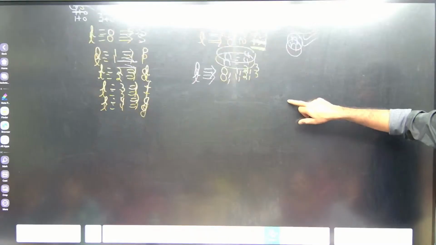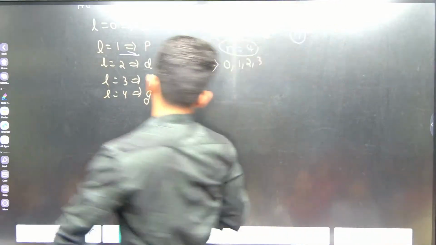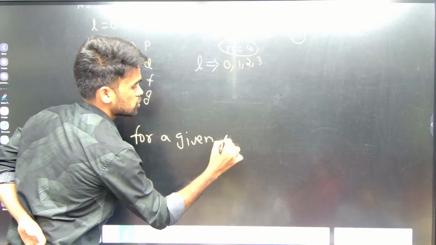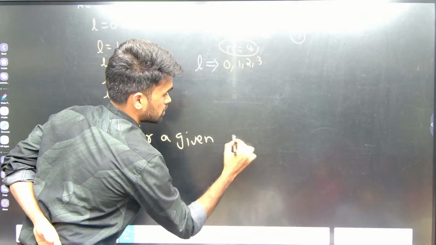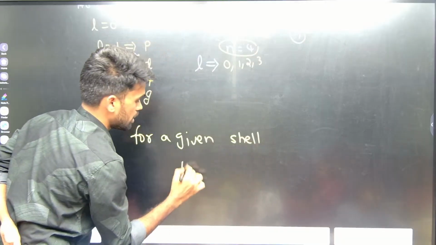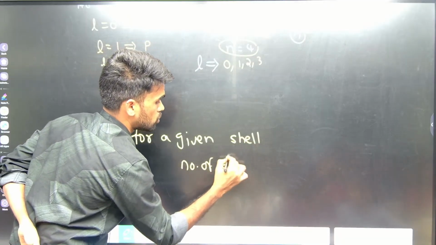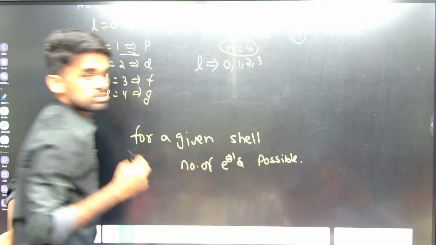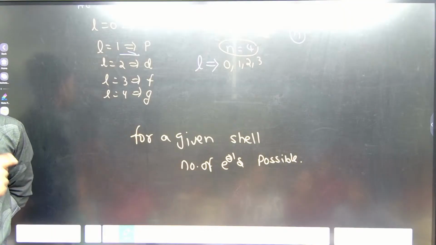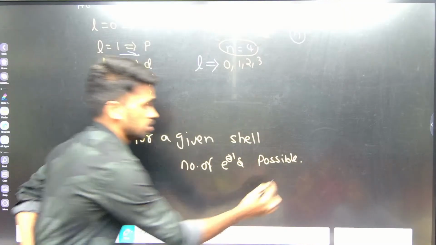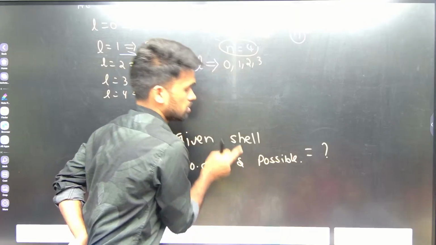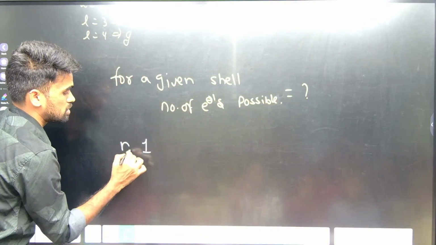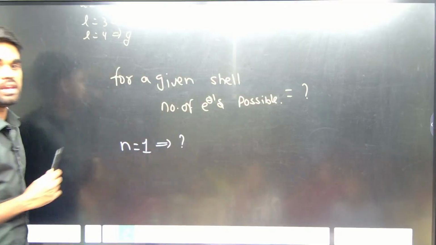Okay, so now, for a given shell, the number of electrons possible. How can you find this? For example, at the first energy level, n equals 1 level, how many electrons can you fill?